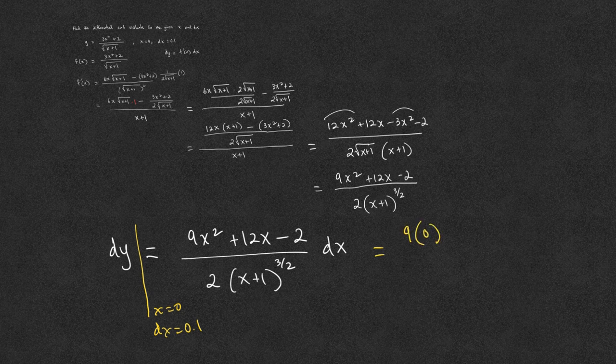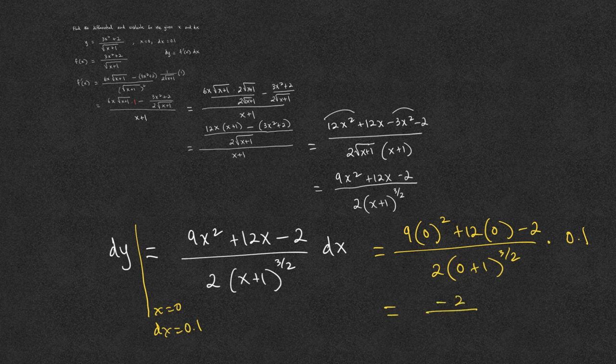9x is now 0, plus 12x is 0, minus 2. The denominator is 2, x is 0. We rewrite everything, and also dx is 0.1. X equals 0, dx equals 0.1 are given in the problem. The numerator is negative 2, and the denominator is 2 multiplied by 0.1, so this is negative 0.1.